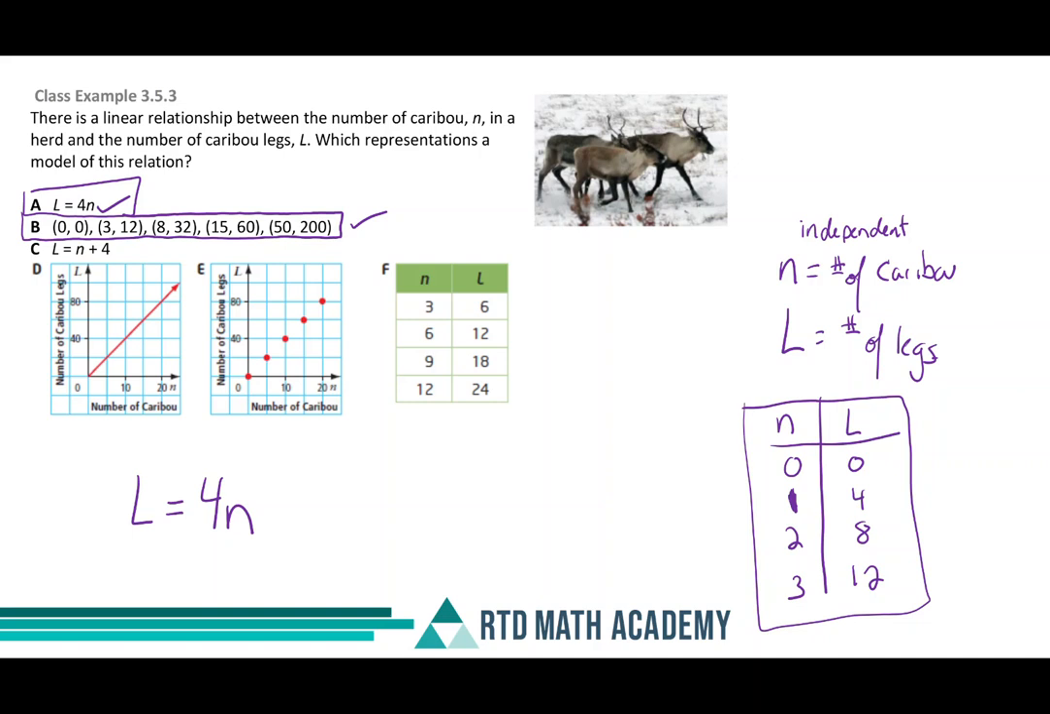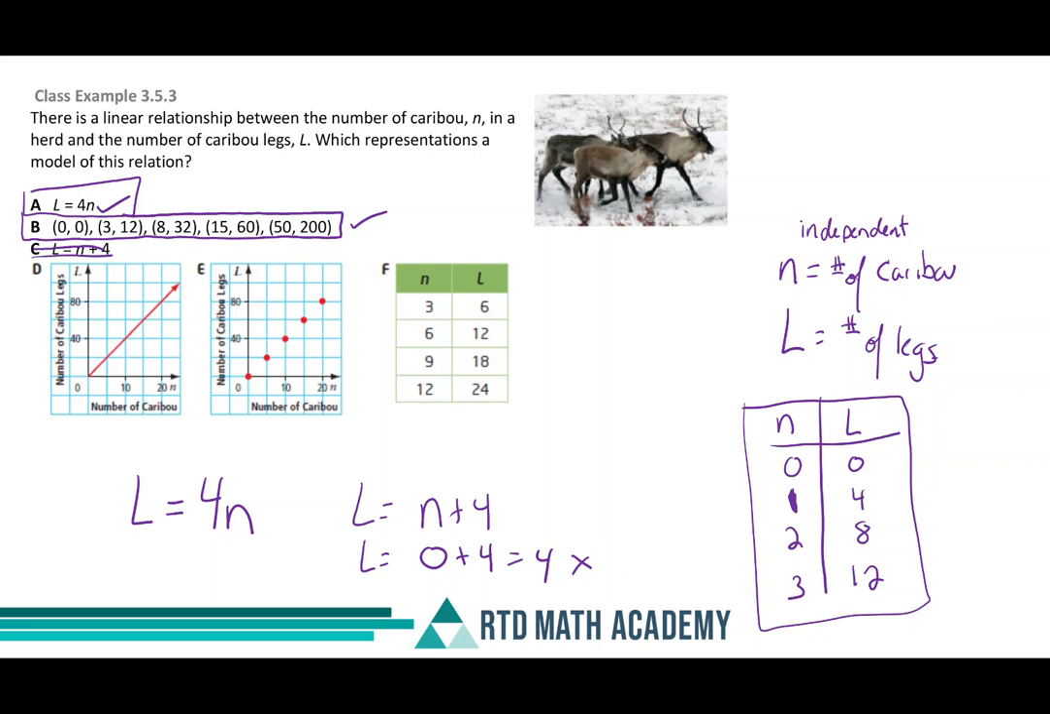Part C says I'm going to take the number of caribou and add 4. So let's just see if that's going to equal the legs. If I had 0 caribou, I would then have 4 legs. That already doesn't make any sense. So this one is not representing our situation here.